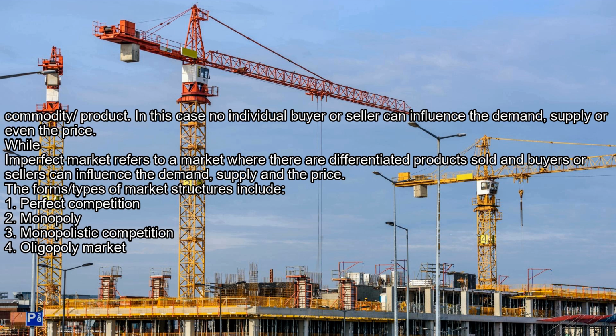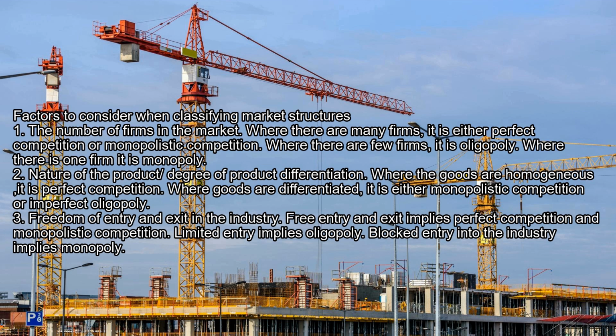The forms or types of market structures include: 1. Perfect competition. 2. Monopoly. 3. Monopolistic competition. 4. Oligopoly market. Factors to consider when classifying market structures.